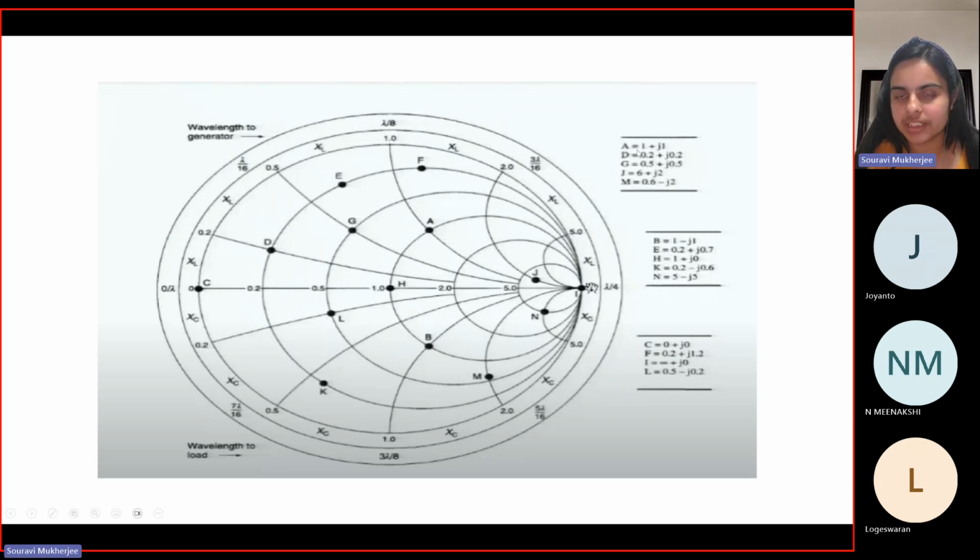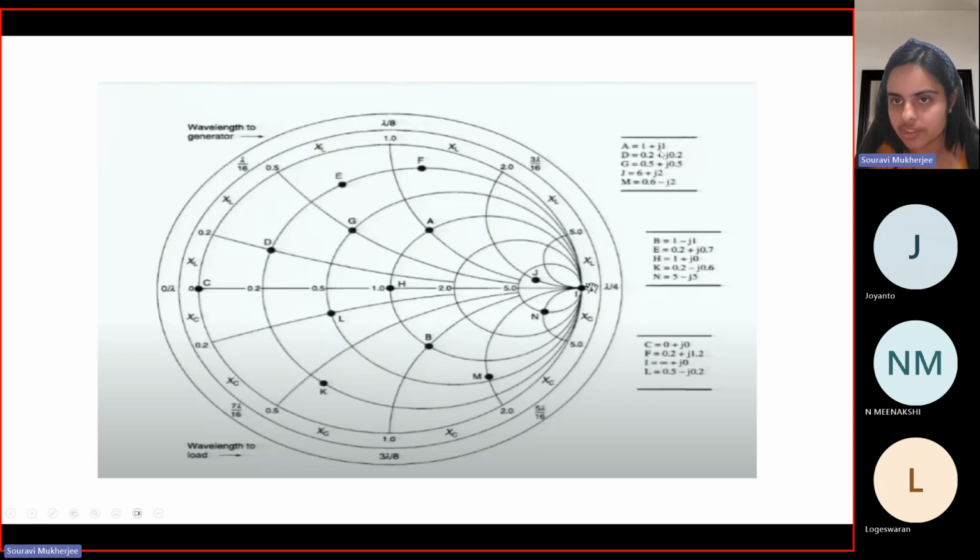Suppose you have an impedance which is given as 1 plus j1. What it means is the R part, that is the resistive part, corresponds to 1. So you can see in this line where you have 1. So this is your 1. That means this entire circle corresponds to your R equal to 1 circle, right? Now, in this circle, where will it be? That would be determined by the imaginary part.